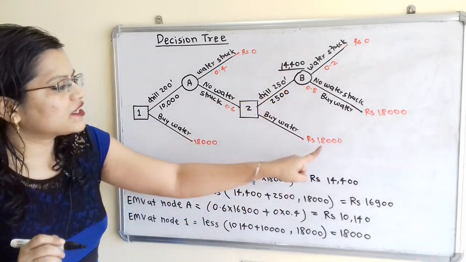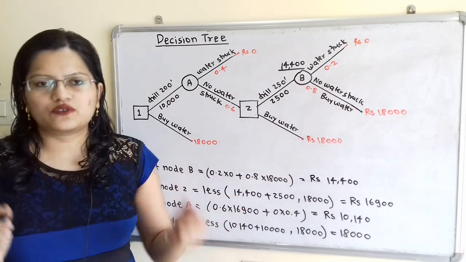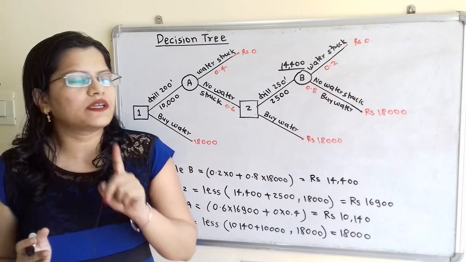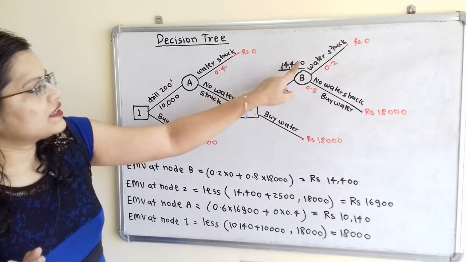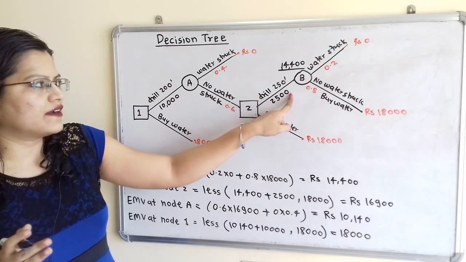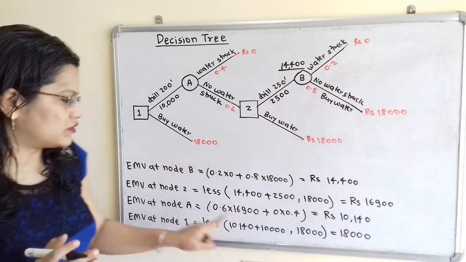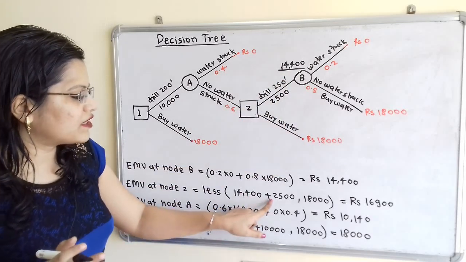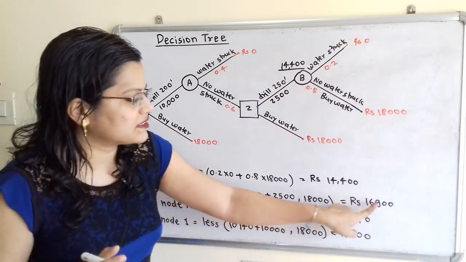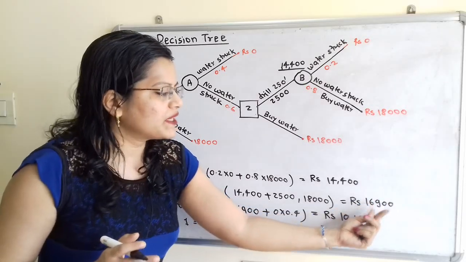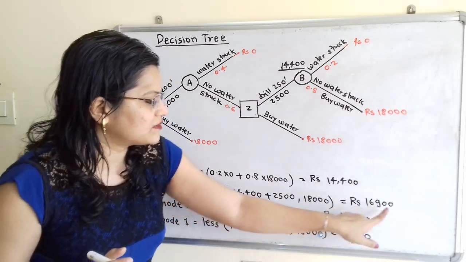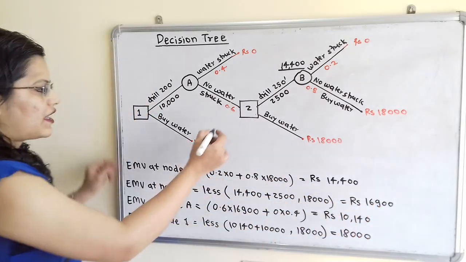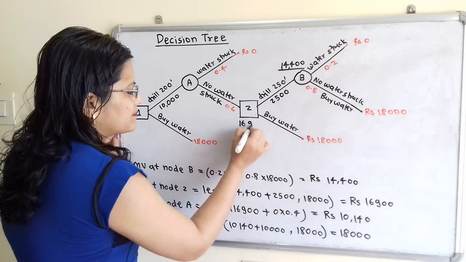Now this is the cost that we have written here. So our aim is to minimize the cost. So we have to select the minimum value between 14,400 plus 2,500 and 18,000. Here between these two values, 14,400 plus 2,500 means 16,900. So this is the minimum value, so we have to select this value. That is, at node 2 we will select 16,900. So I will write here.